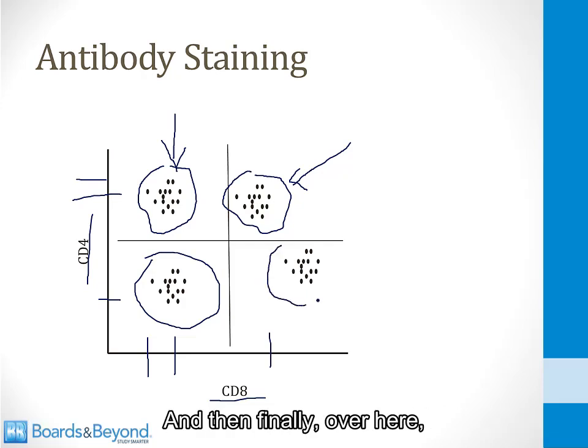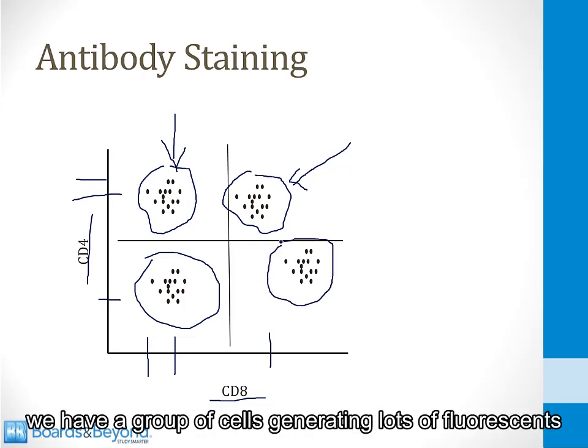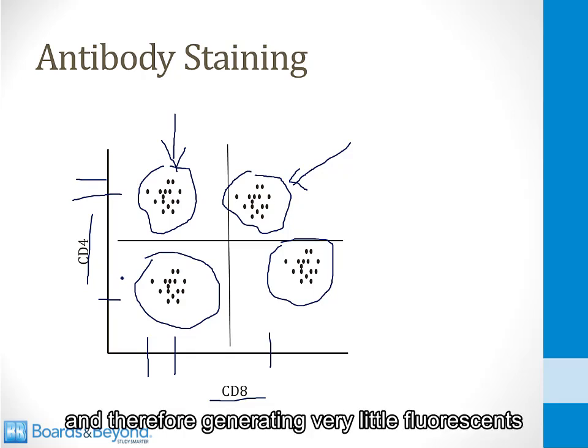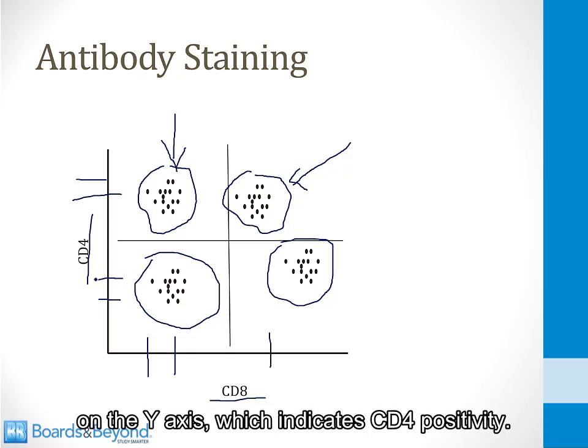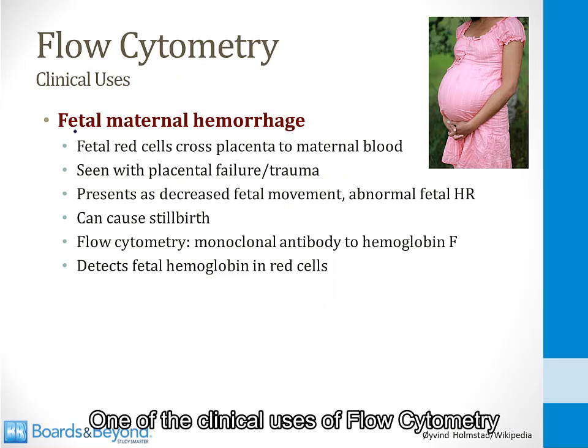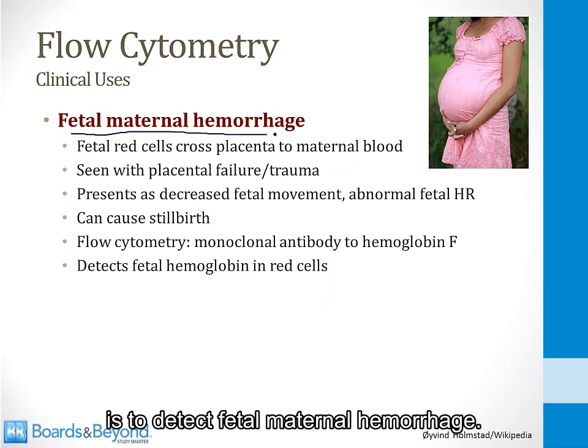And then finally, over here, we have a group of cells generating lots of fluorescence with the CD8 antibody, so it must be CD8 positive, but it's negative for CD4, and therefore generating very little fluorescence on the y-axis, which indicates CD4 positivity.